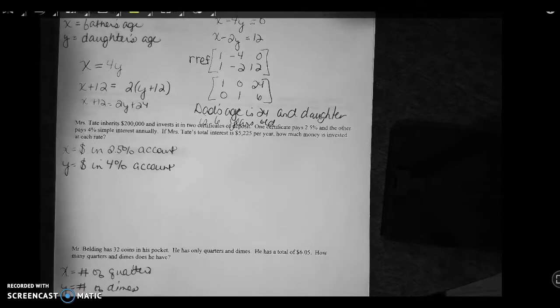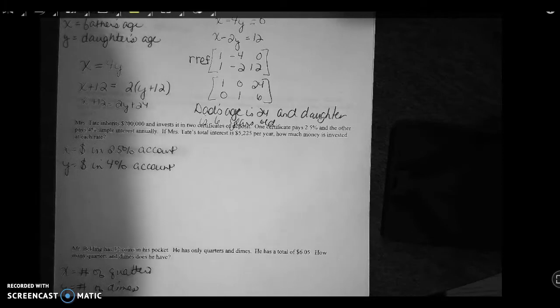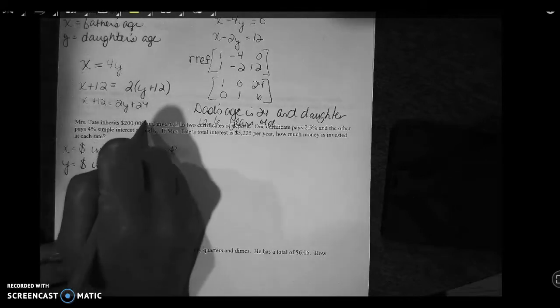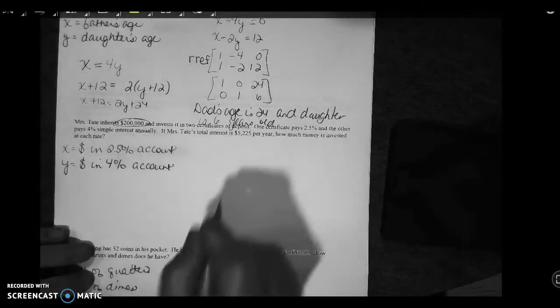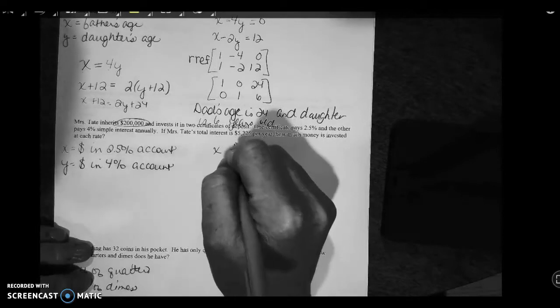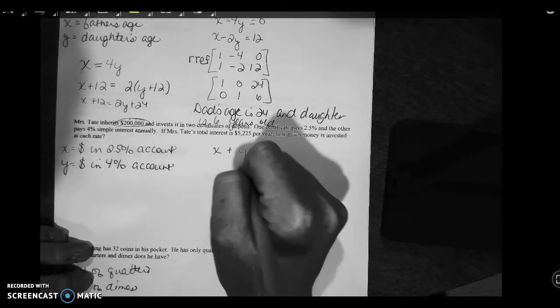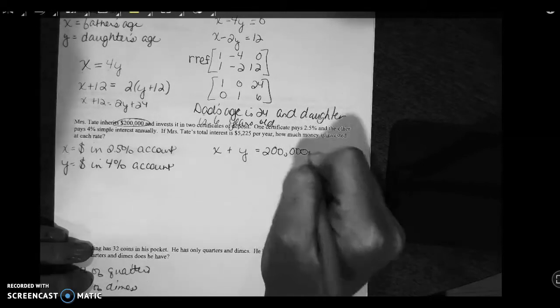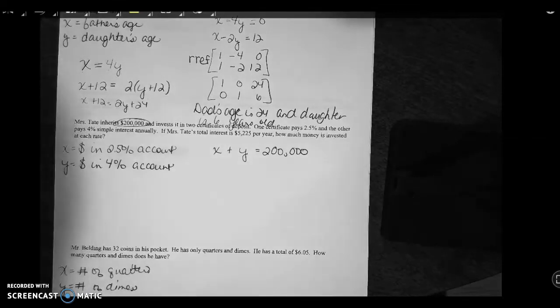So as I look at this next problem, I've already taken time to read it, and I know that I have two variables. I need to find the money that's invested in the 2.5% account and the money that's invested in the 4% account. So once again, since I have two variables, I'll need two equations. Well, one of them comes from knowing how much money was invested in all. So if I take the money invested in one account and add the money invested in the next account, in all, we invested $200,000.